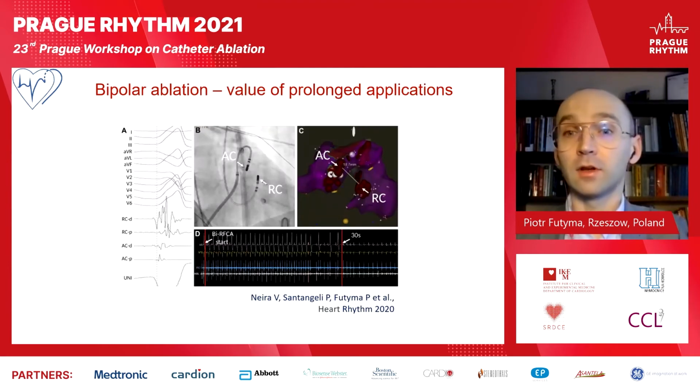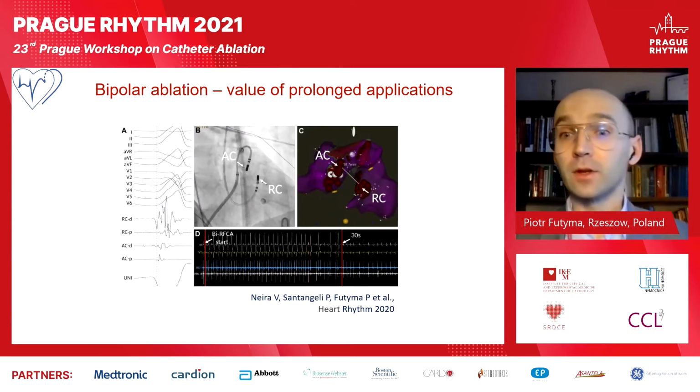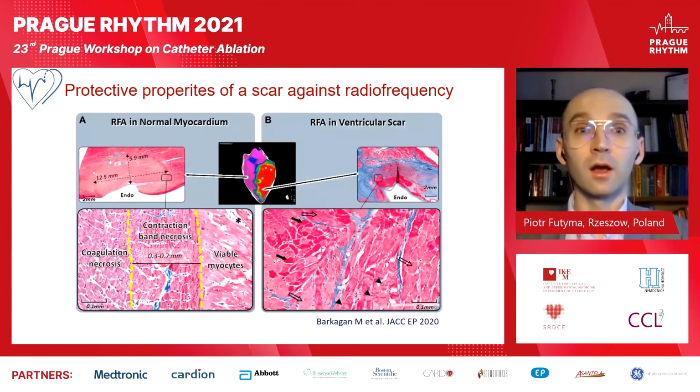If we fail using standard application times, perhaps we can think of prolonging our lesion. Here's an example when we have elimination of arrhythmia after 30 seconds. So sometimes it is worth just waiting without up-titrating power to high power values, just using moderate powers, and prolonging your applications can do the job.